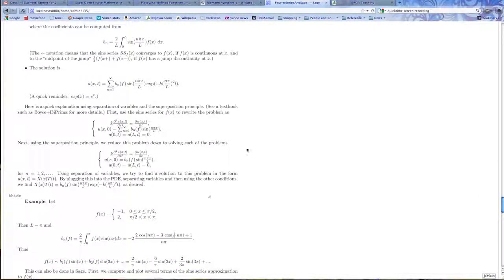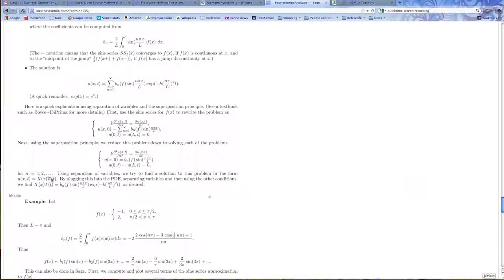Let's do a real quick, very quick, 10-second explanation of why Fourier's formula works. First, you take the heat equation with the initial temperature and the boundary conditions, and you replace f of x by its sine series. Now, superposition says if you can solve this problem with each of the individual terms, there are infinitely many of them, n equals 1, n equals 2, and so on, solve them all and add them together, you'll get the solution to this. So superposition allows us to reduce this problem down to solving all these problems for each n.